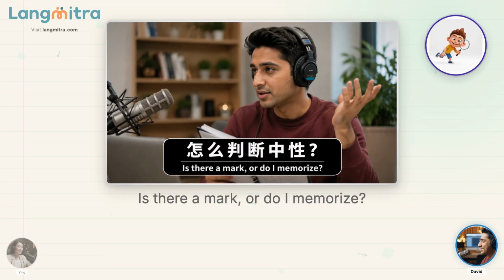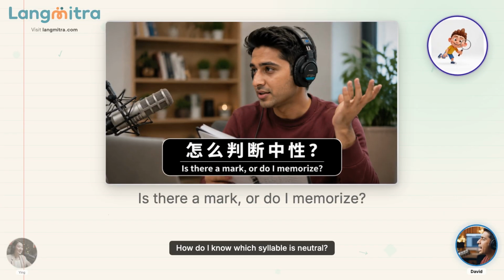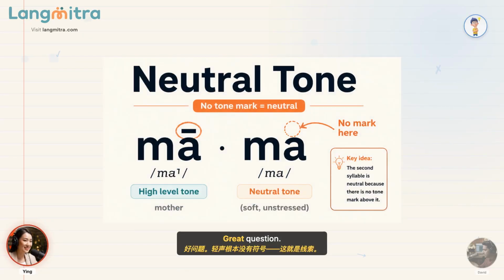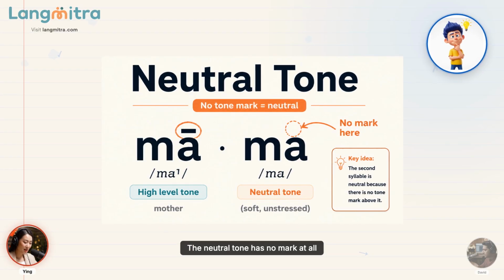That actually means a lot. Can I ask a follow-up? How do I know which syllable is neutral? Is there a mark for it, or do I just have to memorize? Great question.